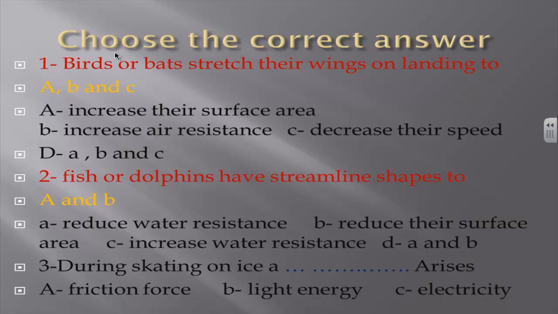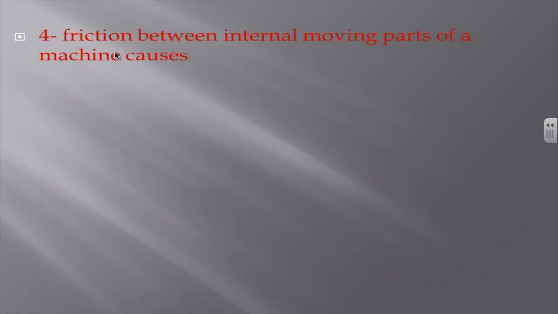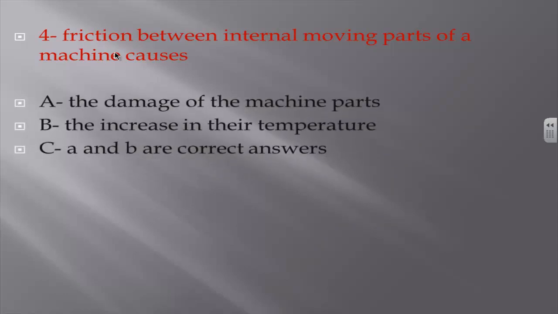Number three, during skating on ice, what arises? Let's choose friction force, light energy, or electricity. Amazing. Yes, friction force arises. Number four, friction between internal moving parts of a machine causes damage of machine parts, increase in their temperature, or A and B. Yes, A and B are correct, because when internal moving parts touch each other, there is friction force, and friction force causes increase in their temperature and damage of machine parts.